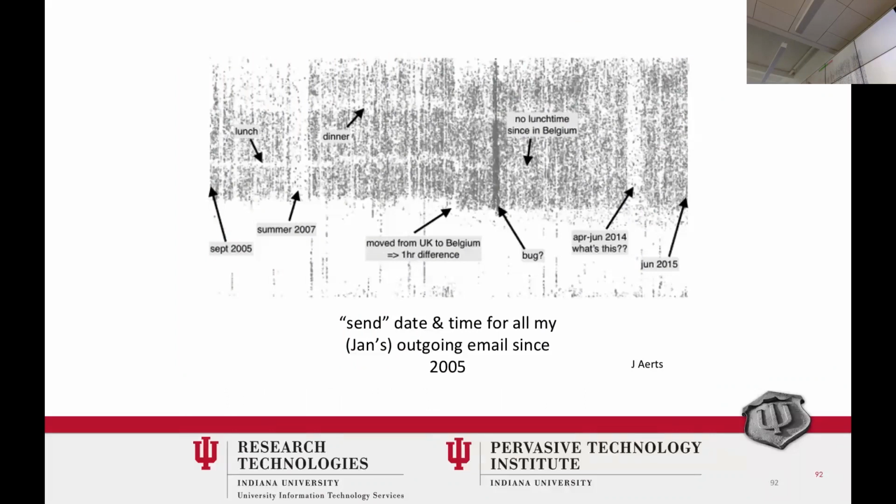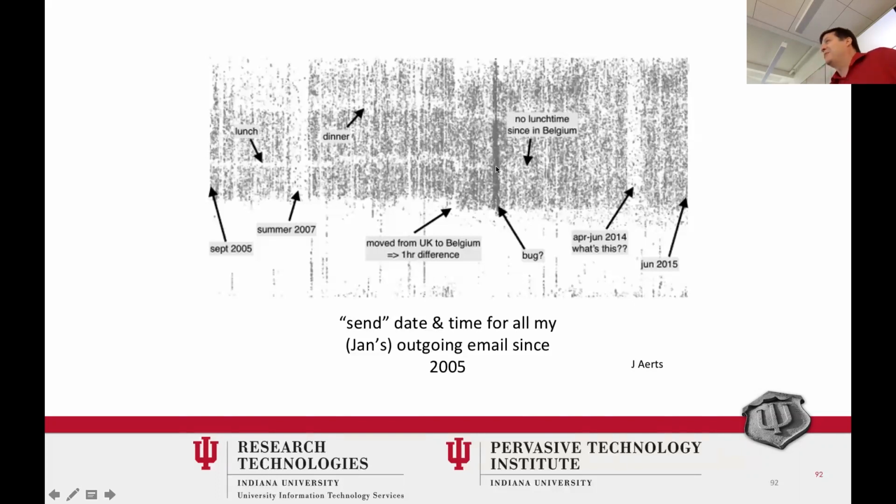So this is going up in the day, right? The bottom is the beginning of the day. Let me use my mouse here, right? So the arrow's pointed out too, right? So here's lunch, here's dinner. So he's got it annotated. If you see, he moved from the UK to Belgium and there's a 1 hour difference. So his lunch became an hour earlier, but then at some point something happened here.